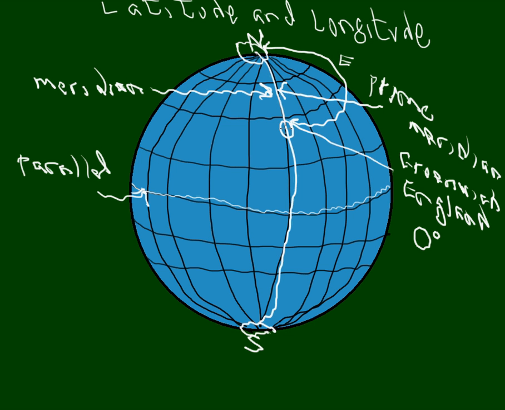And then west of Greenwich, the longitude increases from 0 to 180 degrees also, and this is west longitude. So back here at the international date line, which is on the opposite side of the earth from Greenwich, England, the longitude is 180 degrees east and also 180 degrees west. So the international date line is, you might say, where east meets west.